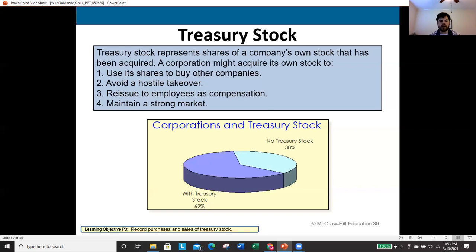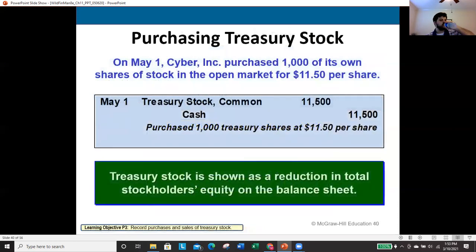Most companies do have some amount of treasury stock, and we see here that about 62% of companies do have treasury stock, while about 38% in this case do not. So most companies will have some amount of treasury stock. It's not always a ton, but they may have at least a couple of shares or a little bit in that classification.